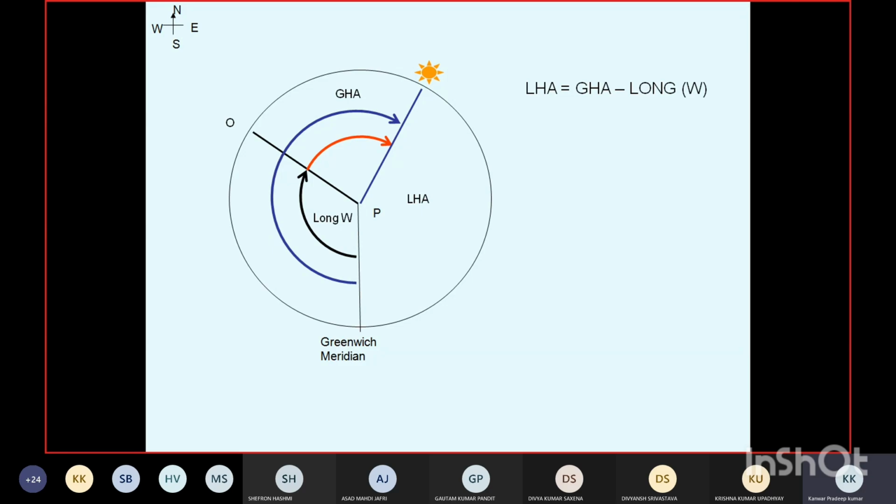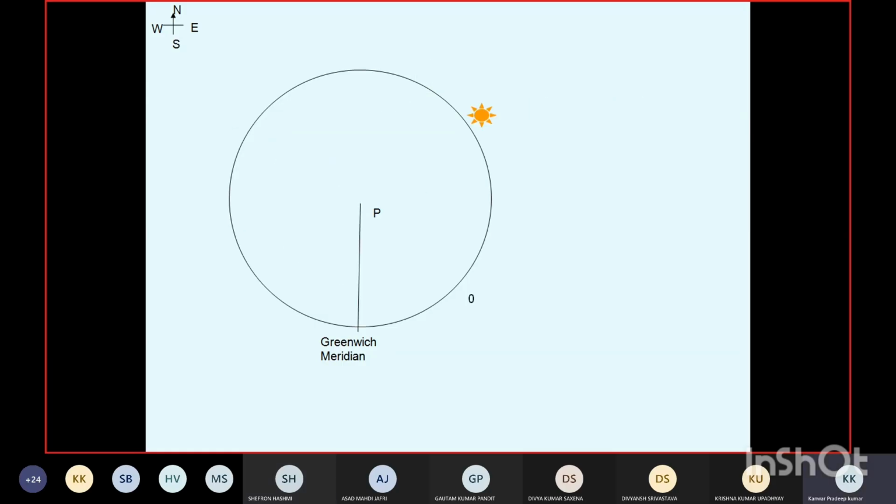So this formula is very important, gentlemen. LHA is equal to GHA minus west long, but the observer may not always be in west longitude. He may also be in east longitude. Then what? We will add the longitude. Yes, we have an observer in east longitude now. Let us see how the formula will work out.